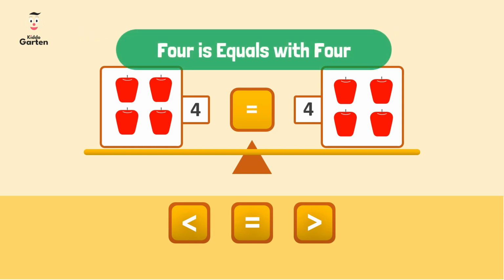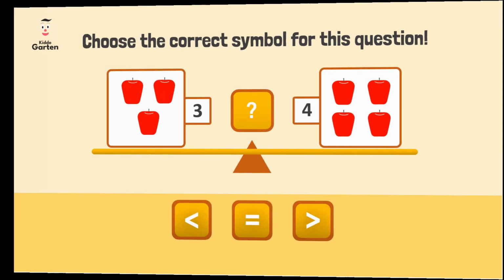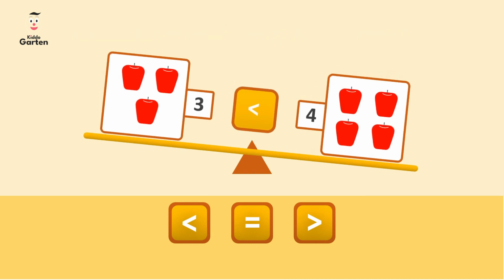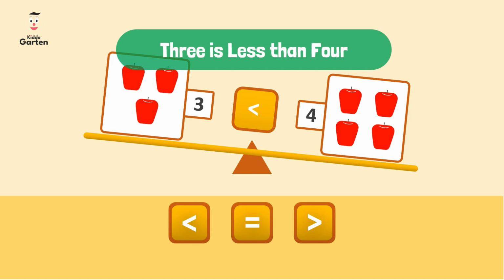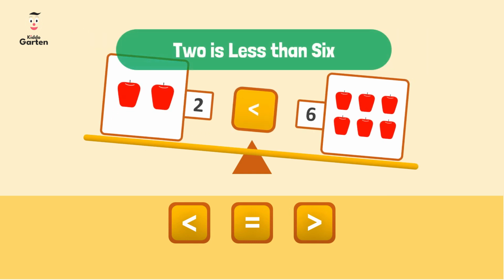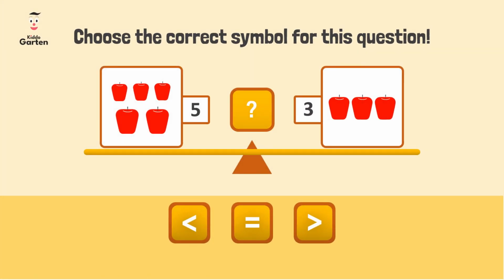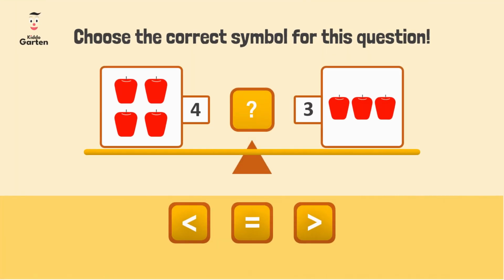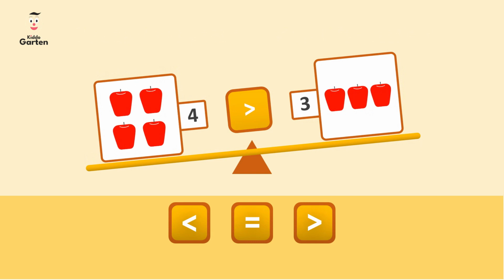4 is equals with 4. Three is less than 4. 2 is less than 6. 5 is greater than 3. Choose the correct symbol. 4 is greater than 3.